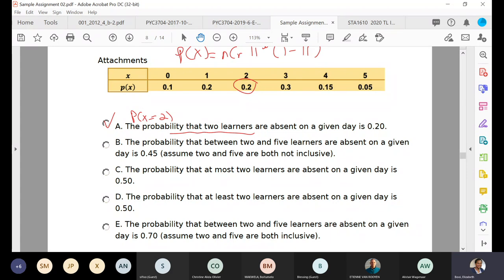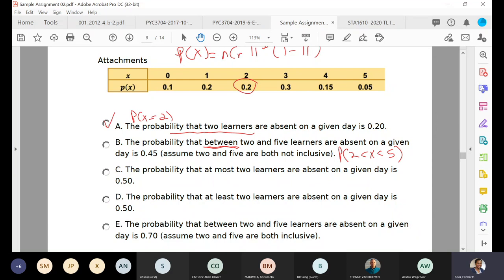Number B, the probability that between, oh, that's the other thing that I didn't mention earlier on. So find the probability that between 2 and 5 learners are absent on a given day. Assume 2 and 5 are both not inclusive. So when they say that, it means you need to find the probability of where X is between 2 and 5. Because they say they are not inclusive, we just do the less than. If it was inclusive, we would put equal signs there so that we include them.